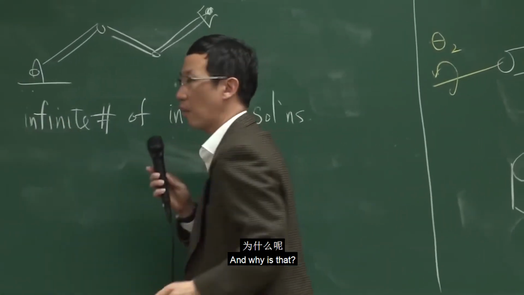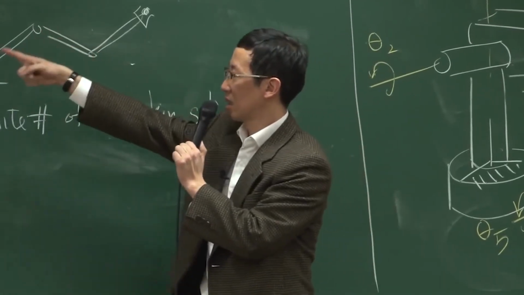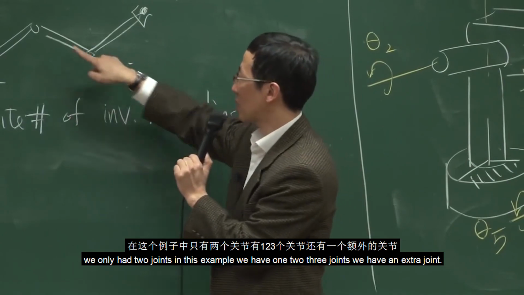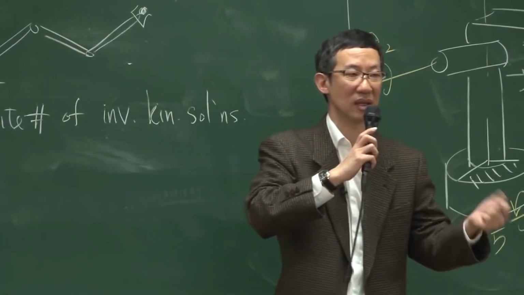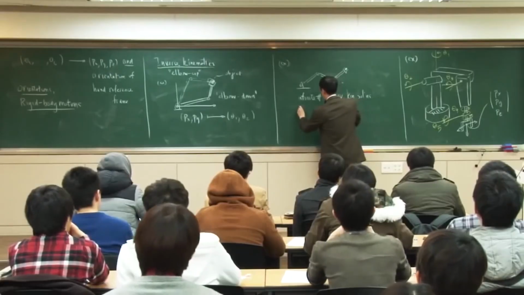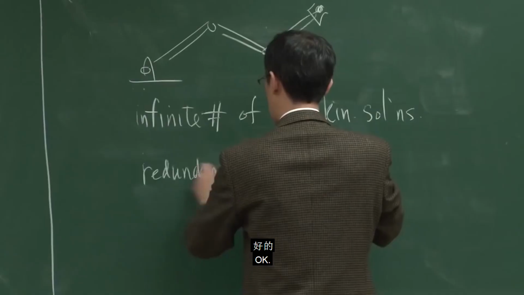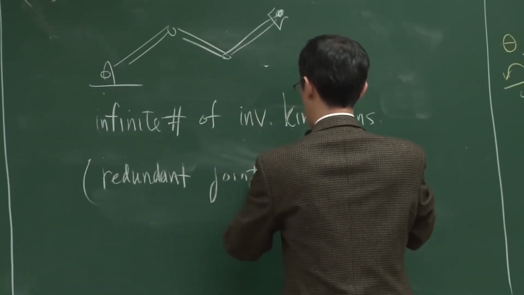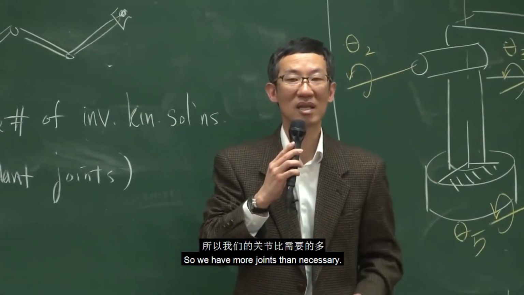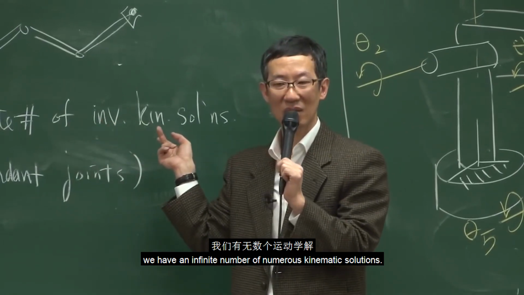And why is that? Well, in the previous example, we only had 2 joints. In this example, we have 1, 2, 3 joints. We have an extra joint. So we have redundant joints. So we have more joints than necessary. And in this case, we have an infinite number of inverse kinematic solutions.